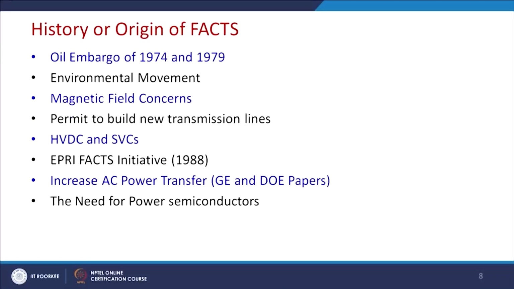Since these magnetic hazards are present, the localities through which overhead transmission lines pass require permissions, and these permissions are getting costlier day by day due to environmental and health-related issues. Thereafter, we came into the technology with HVDC and SVCs, that gives us a scope to revisit the FACTS devices themselves.